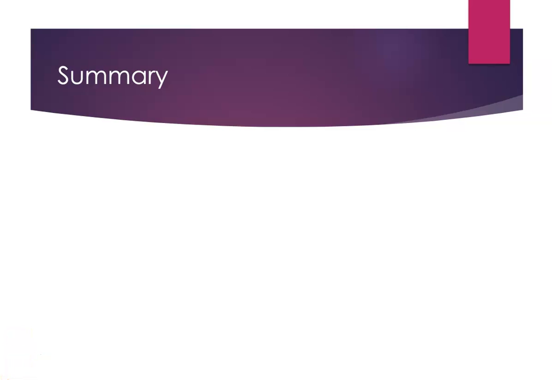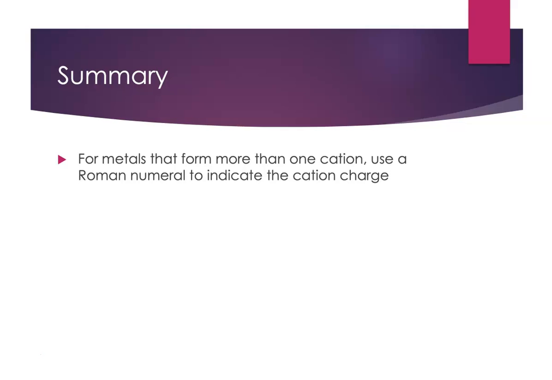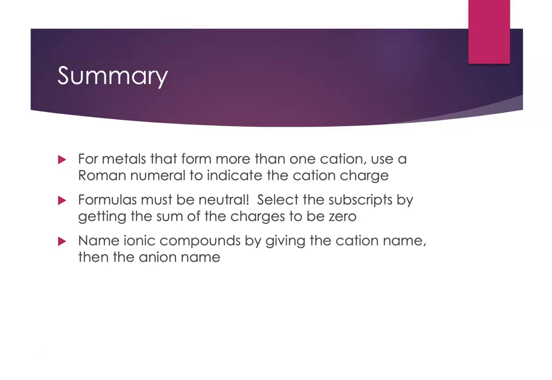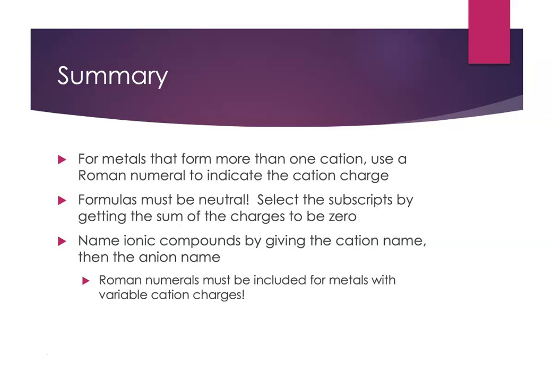But let's just summarize the rules that we've been talking about. For metals that form more than one cation, you use a Roman numeral to indicate the cation charge in the name of that cation. Formulas have to be neutral, so we're going to select the subscripts so that the sum of the charges will be 0. And this is where lowest common multiples can be very handy. We name ionic compounds by giving the cation name and then giving the anion name. And we have to put those Roman numerals in for metals with variable cation charges. So those transition metals that can form more than one cation, if I expect a Roman numeral to be there, it's got to be the right Roman numeral, the one that fits that formula. And that's the way it's got to be, folks.